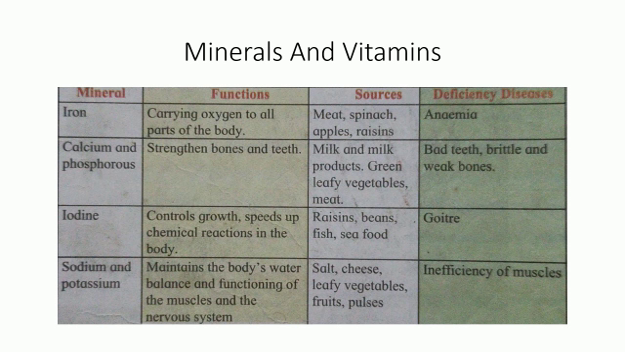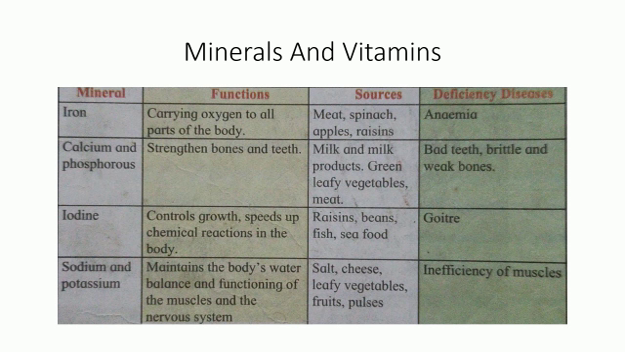Minerals are inorganic substances, whereas vitamins are organic substances. The table given shows the functions, sources, and deficiency diseases of some minerals. Iron. Iron is an important mineral which helps in carrying oxygen to all parts of the body. Iron is found in meat, spinach, apples, raisins, etc. And the deficiency disease of iron is anemia. Anemia is a condition where the blood does not have enough red blood cells.